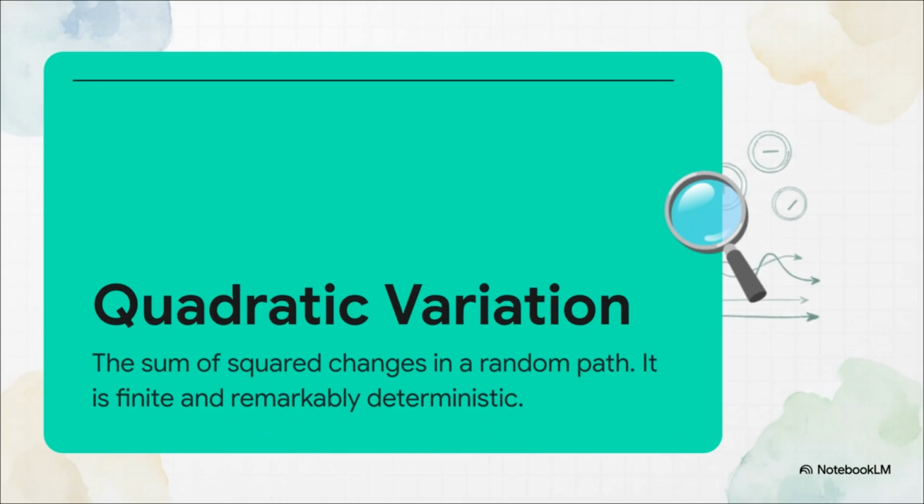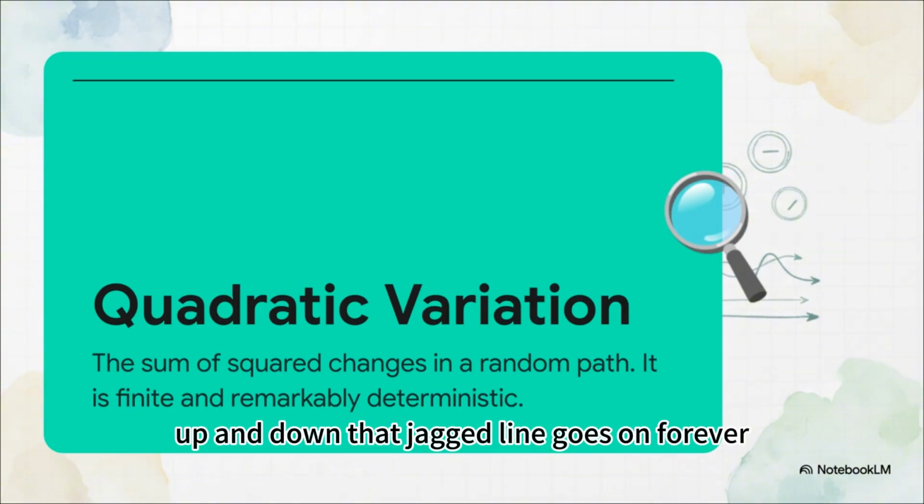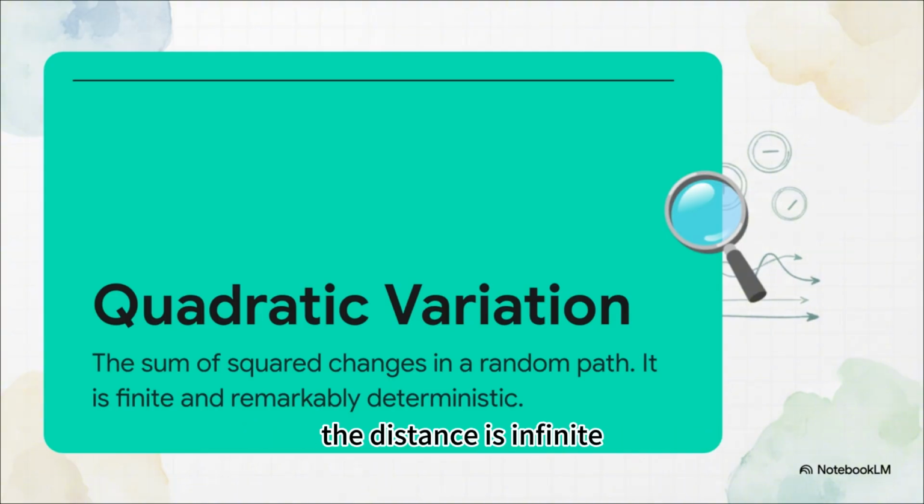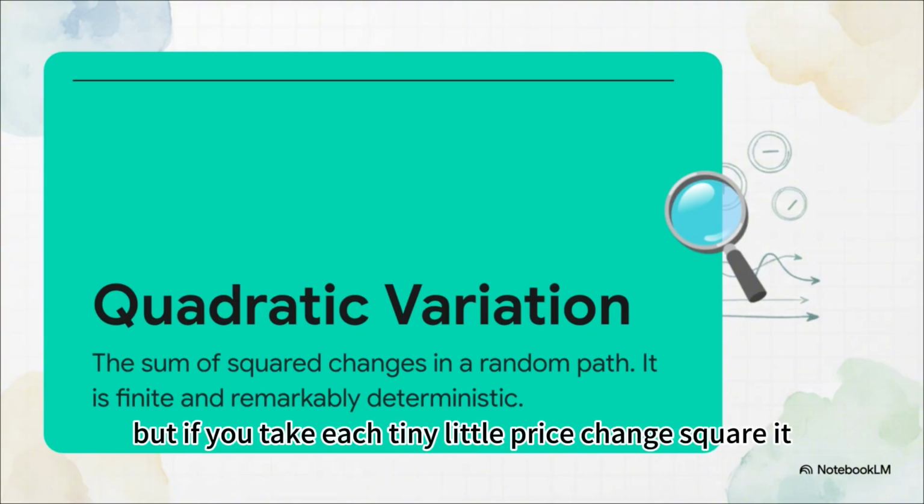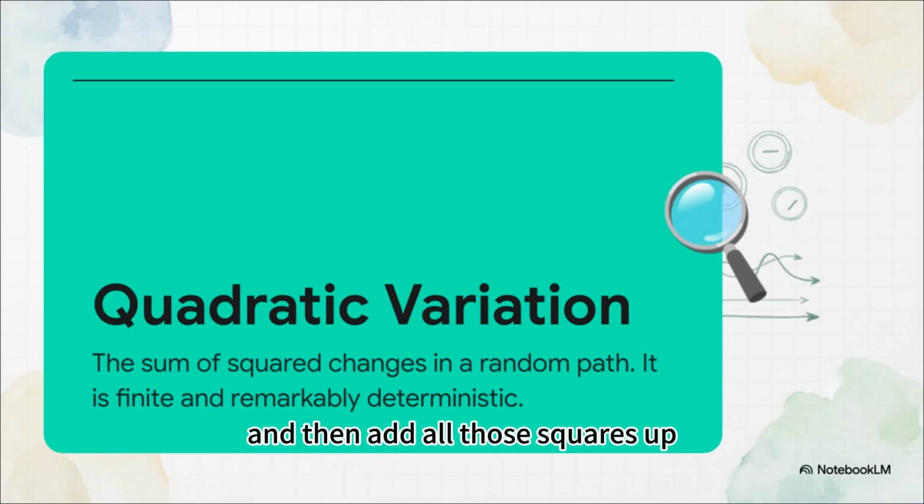Think about it. If you tried to measure the total distance a stock price travels up and down, that jagged line goes on forever. The distance is infinite. But if you take each tiny little price change, square it, and then add all those squares up, you get a finite, predictable number. We've found a little piece of stability in a completely unstable system.